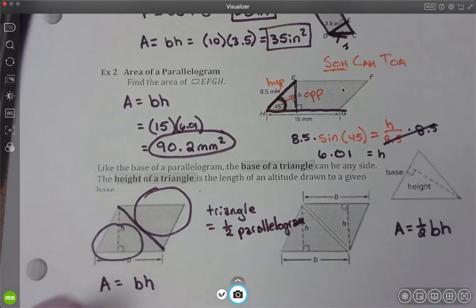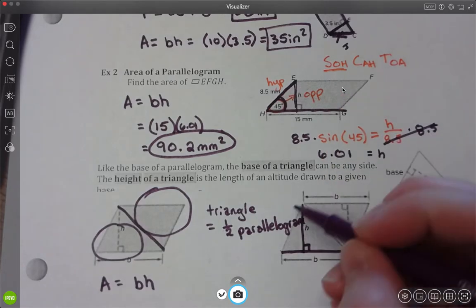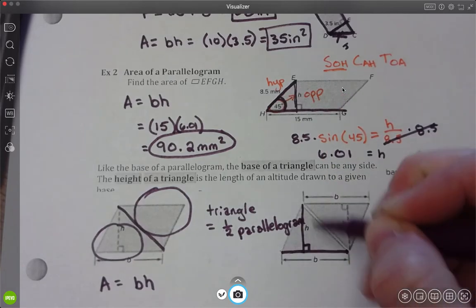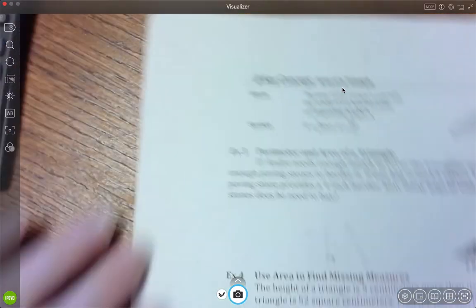Okay, any triangle is 1/2 of a parallelogram. And again, you want to make sure that the base is truly your base and your height is perpendicular to that. So height is not going to be this slanted guy. Height is going to be this one. So 1/2 base times height. That one you should have memorized.